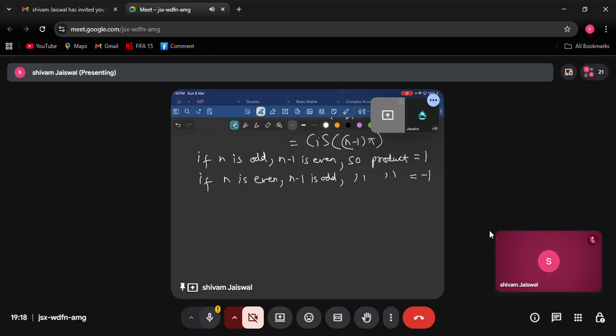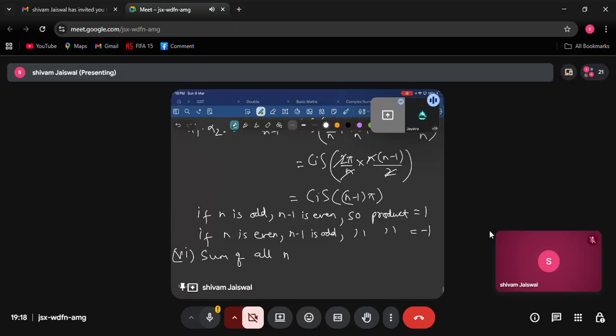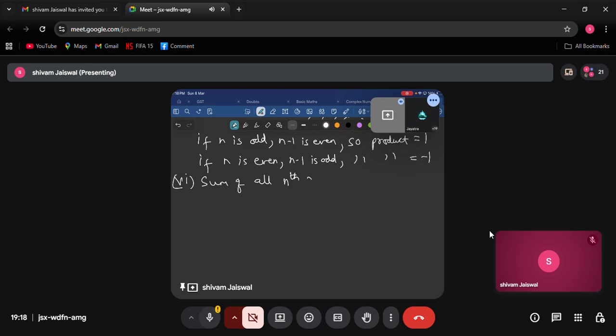So over here, you people remember another one, part 6. Sum of all nth roots of unity is equal to 0. Achha, this one I have already told, right? Let me see. Okay, so this one I have already told. Sum of all the nth roots of unity is equal to 0. I have already proved it above. Okay, so I think we can do some problems.